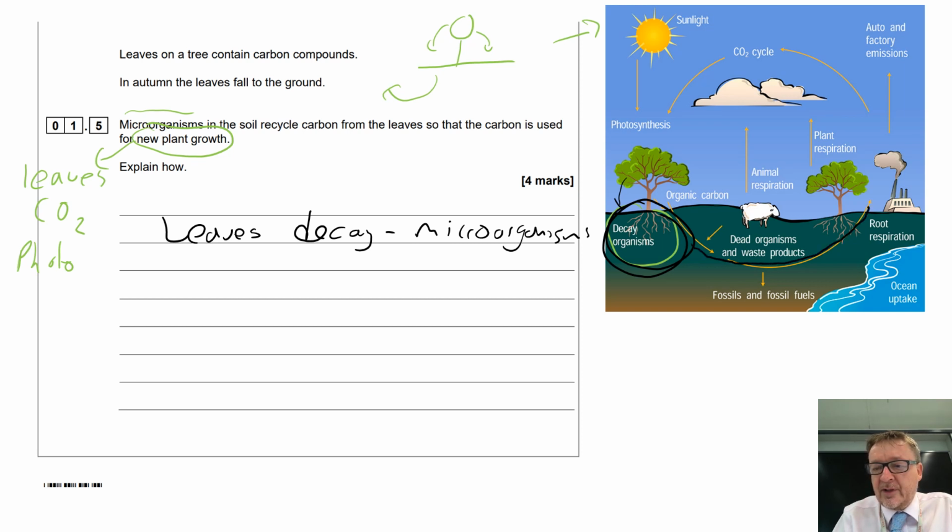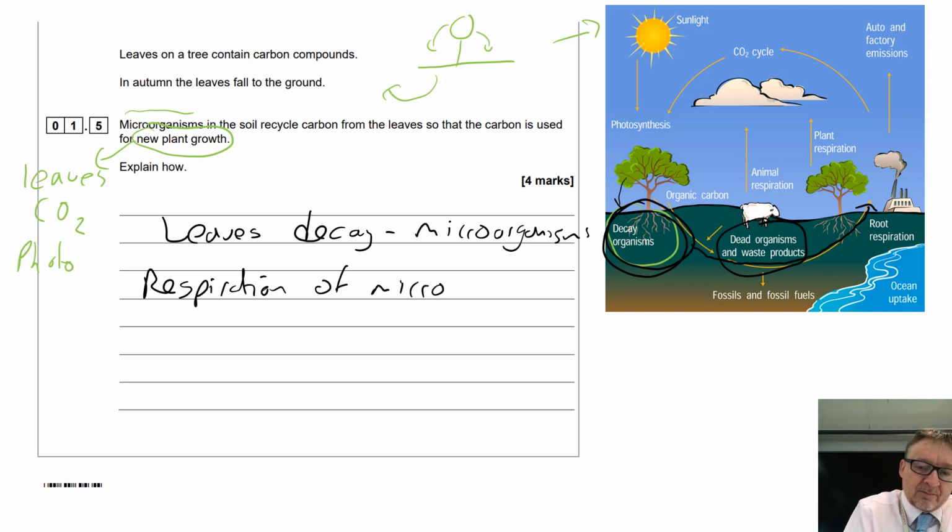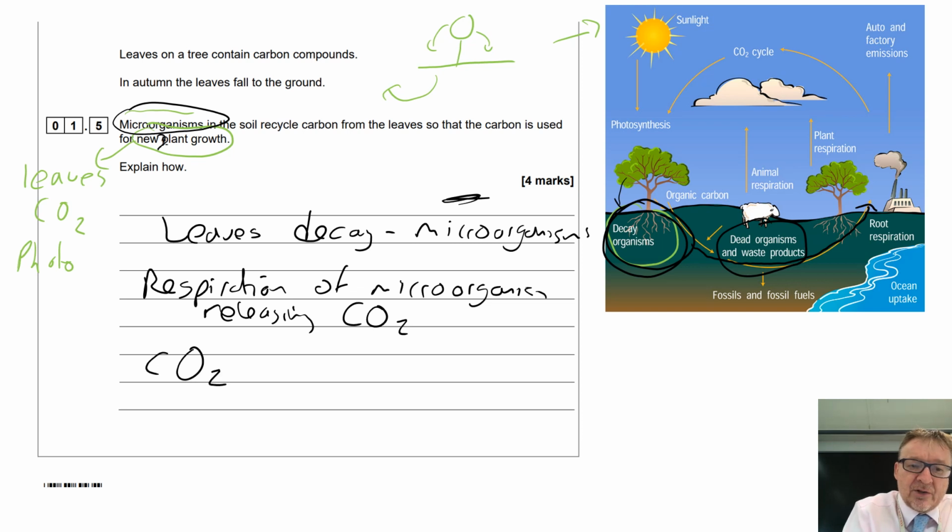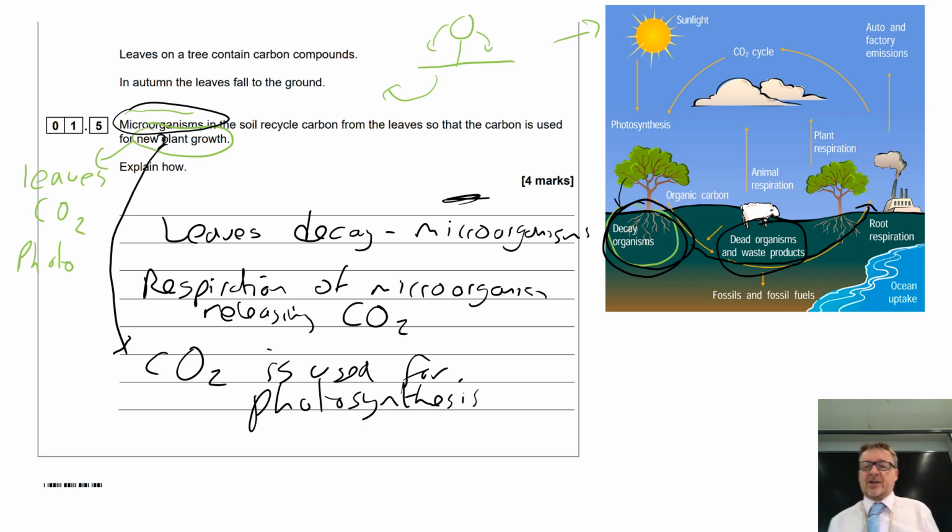And also what will happen is the actual stuff, the dead organisms and waste products from the leaves, will then do root respiration. So we've then got respiration of microorganisms releasing CO2. So the leaves have fallen off, they decay, which is because of the microorganisms, which is the part that we're talking about. Those microorganisms do respiration, releasing carbon dioxide. And then what is the point in that? The CO2, and this is linking to new plant growth, is used for photosynthesis. Now, I think that's quite a tricky question, actually. And for 4 marks, what you've got to do is remember the carbon cycle.